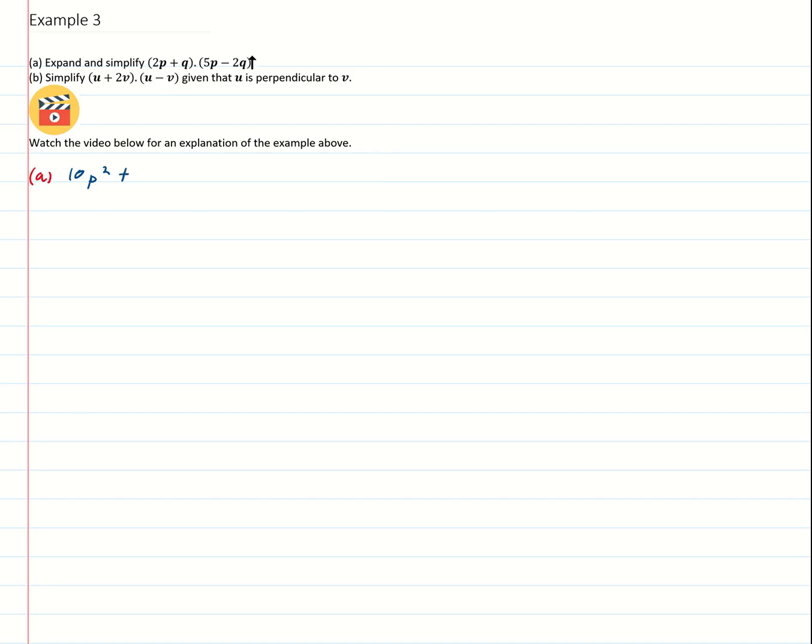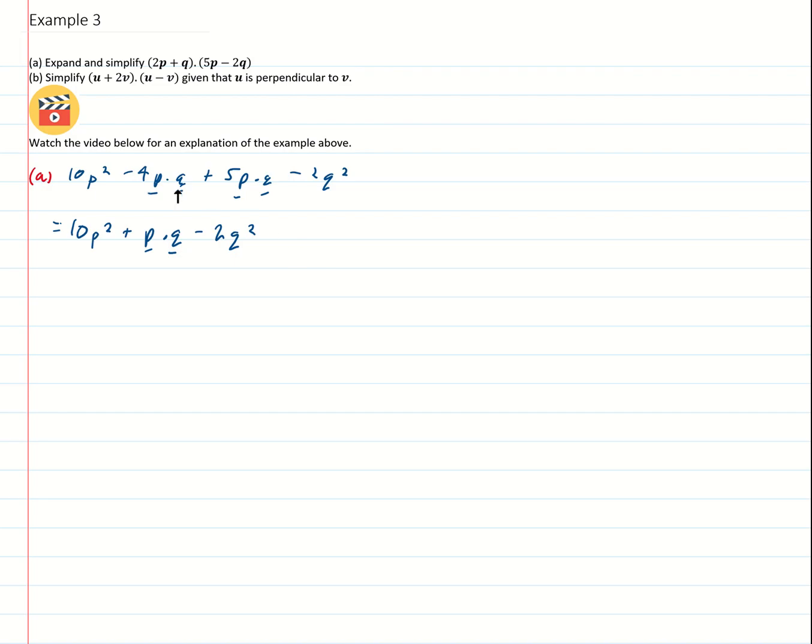Plus, we've got 2p times by negative 2q. So that's going to be take 4 as the scalar product of p and q. Now these are vectors still, so we've got p dot q plus 5 lots of p dot q, and then take 2q squared. Now simplifying that, we can simplify those two middle terms to just one lot of the scalar product of p and q, take 2q squared, and that's our final answer.